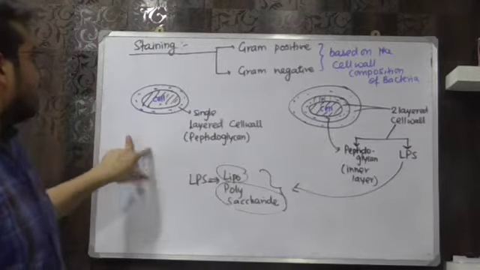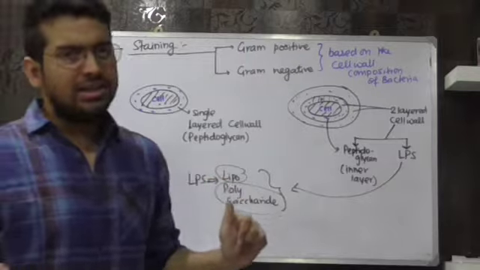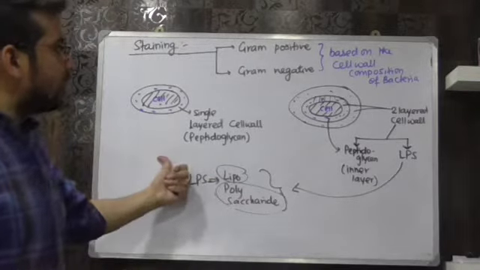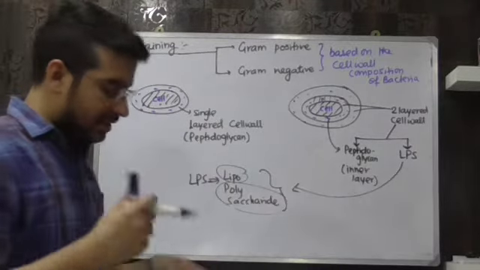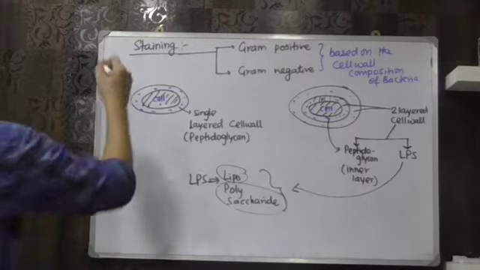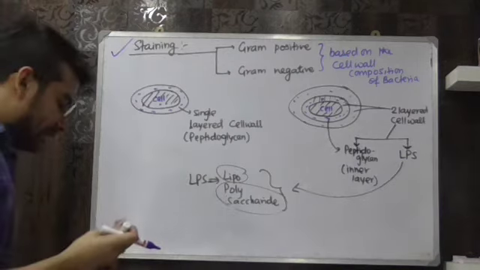While in this group of bacteria there is a single layer. That's the difference between the two different types of bacteria. Now I don't know whether this one is gram positive or this one is gram positive. I don't know this. So for that I need a process which is called staining. So let's start the process.